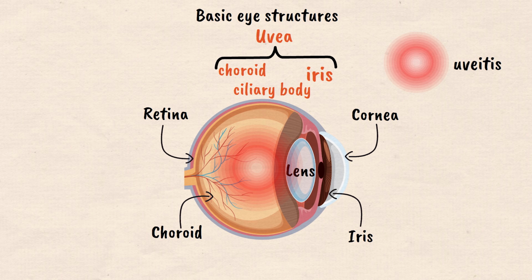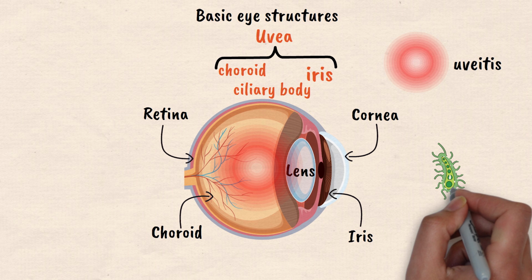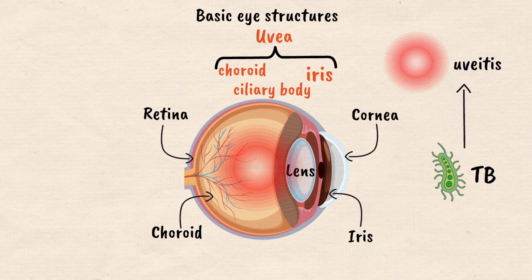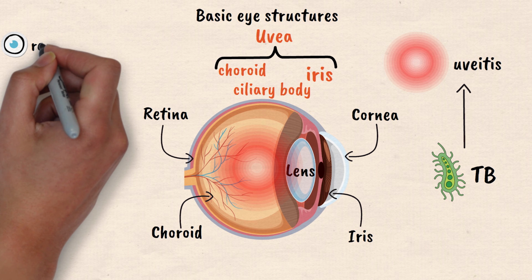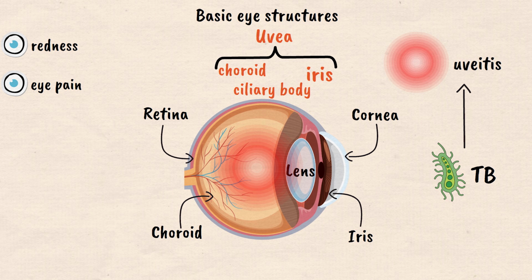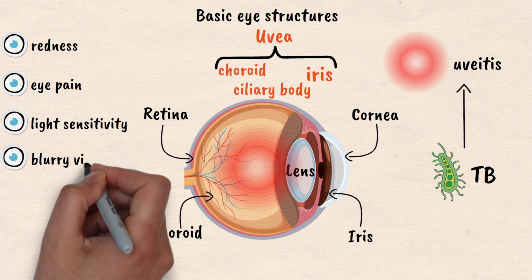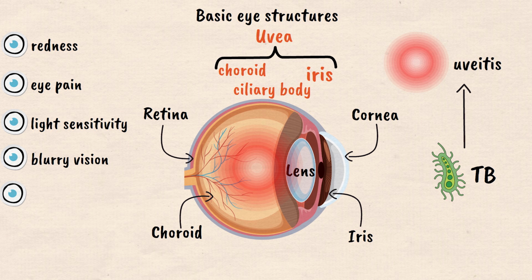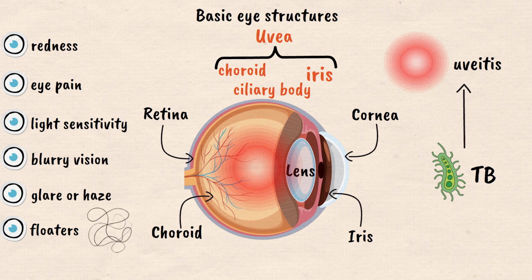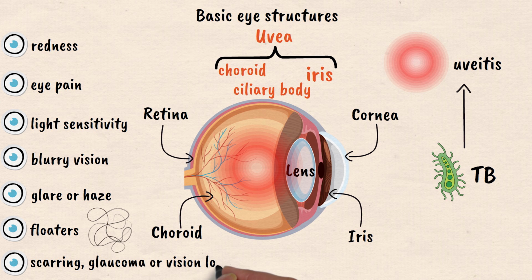One of the most common ways TB shows up in the eye is as uveitis. TB-related uveitis can cause redness, eye pain, light sensitivity, and blurry vision. Some people describe it as feeling like they have a constant glare or haze in front of their eyes. In more severe cases, floaters can appear, which look like small dark spots or cobwebs drifting in the field of vision. If this inflammation is not treated, it can lead to scarring, glaucoma, or even permanent loss of vision.